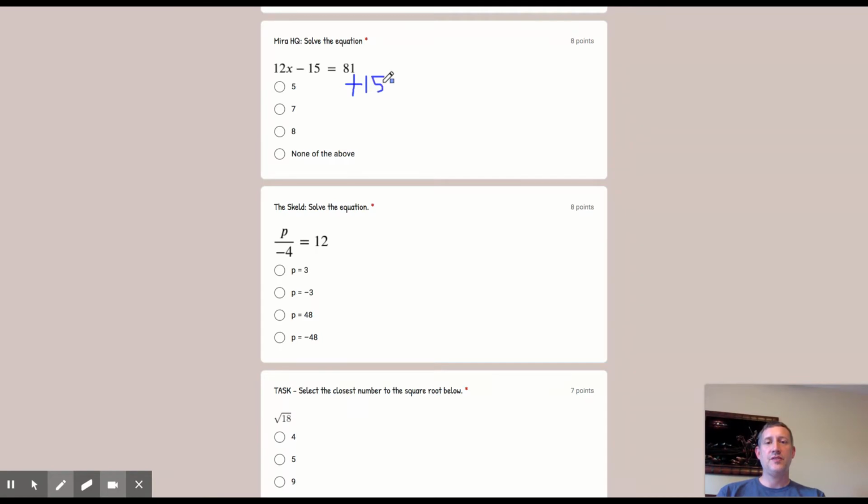And of course, it cancels out on this side, and we do the opposite operation on that side. 81 plus 15 gives us 96. Okay. Now, what's the opposite? How do you get rid of a coefficient? You divide. So it's 96 divided by 12. And that gives us the answer of 8.